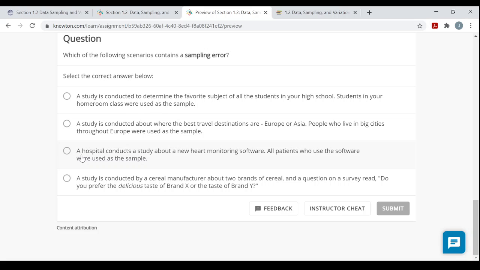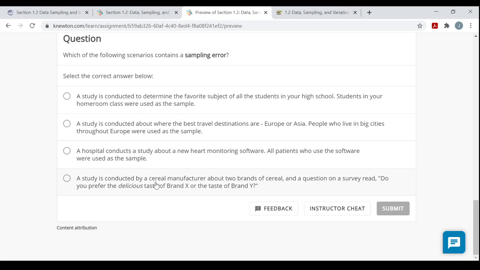All right, number 3. A hospital conducts a study about a new heart monitoring software. All patients who use the software were used as a sample. Well, that's pretty good. If every single patient who used the software was in the sample, that's the entire population.